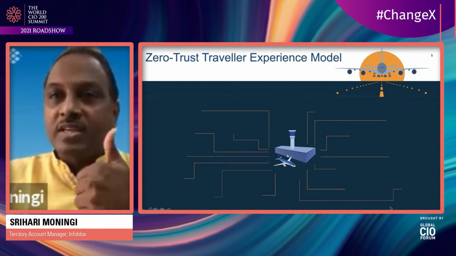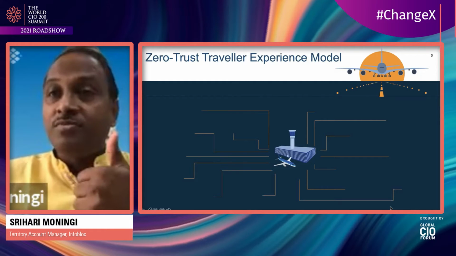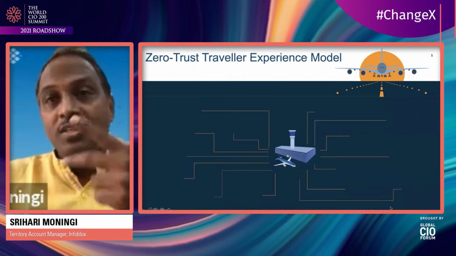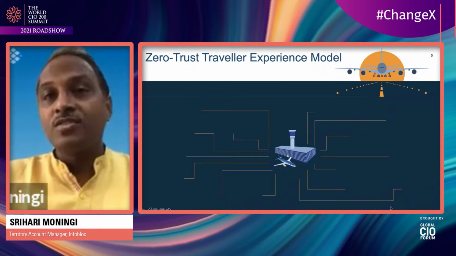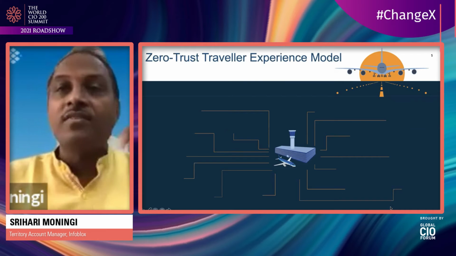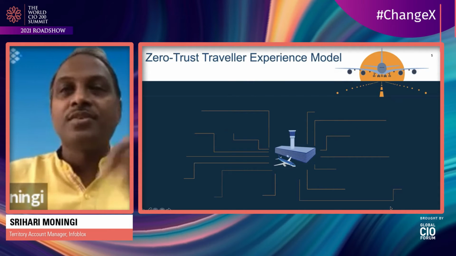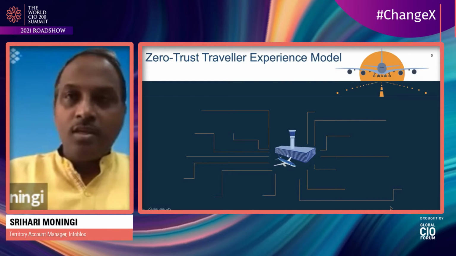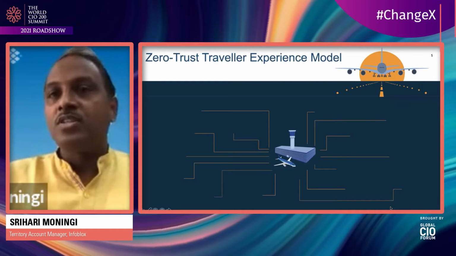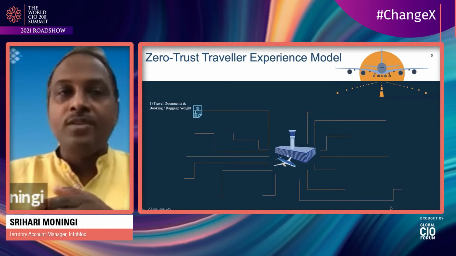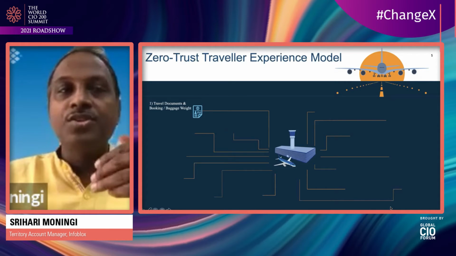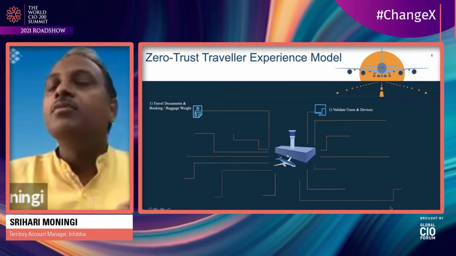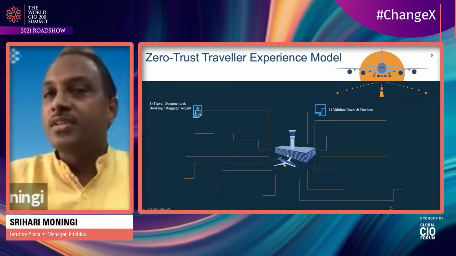We need to have a PCR test 48 hours before. Then you need to have one more PCR test at the airport. There are a lot of checks and regular checks: boarding, passport, valid visa, travel documents, luggage screening and everything. So we will share how we are talking about the traveler experience with respect to zero trust. The very first initiation could be the travel documents, booking, baggage weight, which is nothing but validating the user and the device.